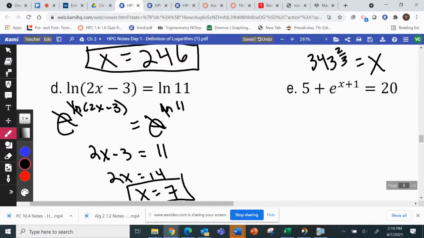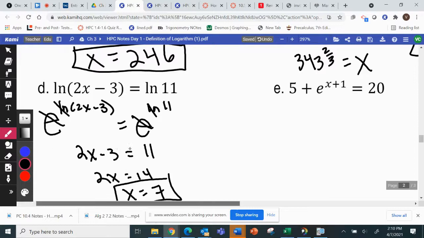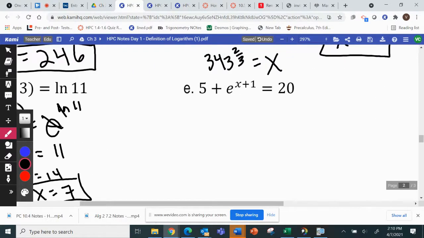Okay. Last little example here. We've got 5 plus e to the x plus 1 equals 20. Lainey, have I called on you yet? I mean, you've answered. I don't know if I actually called on you. What should we do first? You would need to subtract 5. You do not try to cancel out that e when there's other stuff there. It will not work. So make sure you subtract that 5 first.